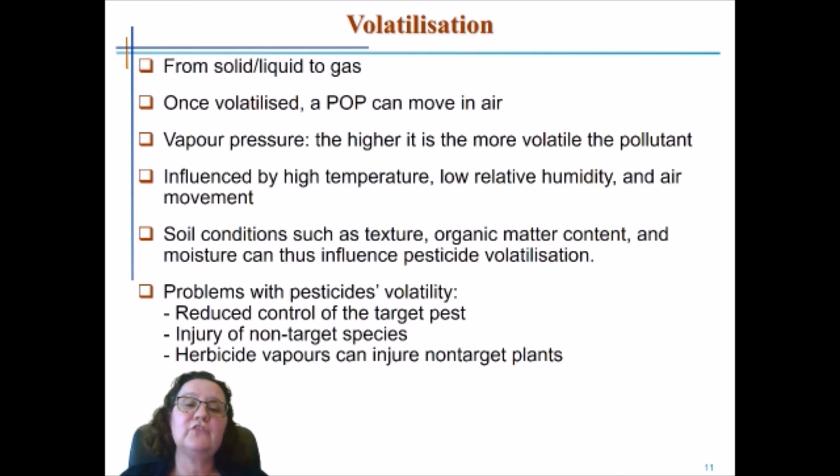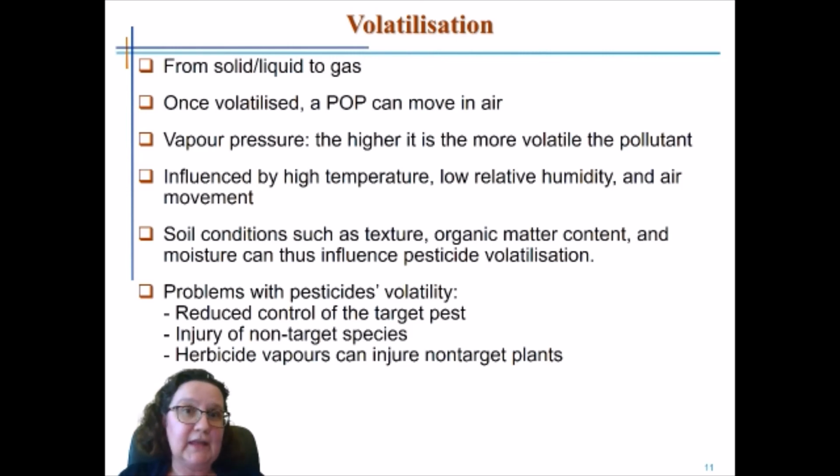It also influences things like the soil. If the pollutant is absorbed in the soil, or for example, if it's a pesticide and is found in the soil, soil conditions like the texture of the soil, the organic matter content, and the moisture content influence how volatile that chemical, for example, a pesticide, that persistent organic pollutant, is. So, for example, a high organic matter content tends to keep the pollutant trapped in the soil. And the same with the texture, very fine texture, high surface areas tend to keep the chemical in the soil, and thus prevent it from volatilizing.